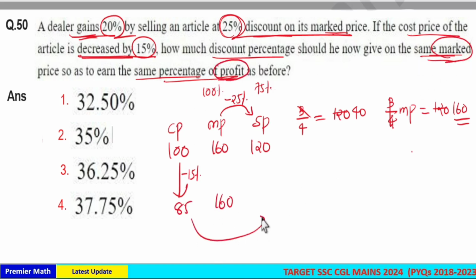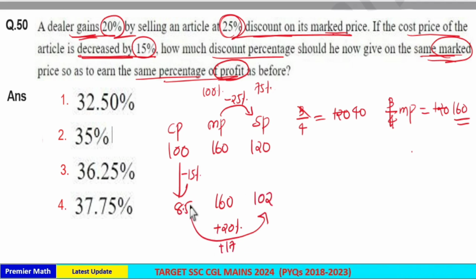Profit also same means 20% increment from this cost price 85 rupees. 10% of 85 is equal to 8.5. Then 20% is equal to 2 into 8.5, that is 17. So 85 plus 17 will give you 102 rupees as sell price. So when you give 20% profit on this 85 rupees cost price, you will get 102 rupees as sell price, which means here discount is equal to 160 minus 102, 58 rupees discount.